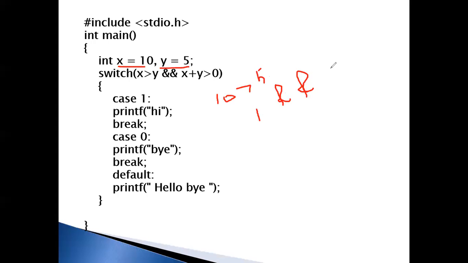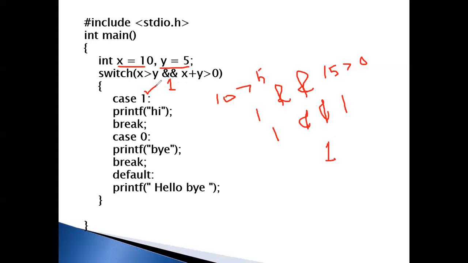Then x plus y, which is 10 plus 5, is 15. This 15 is greater than 0, so this condition is also true. Both conditions are true, so true AND true gives true. The output of this is 1, because the value evaluated in the switch is 1. So it selects case 1.